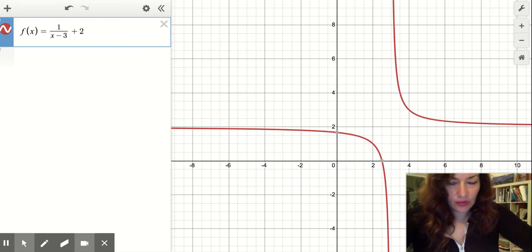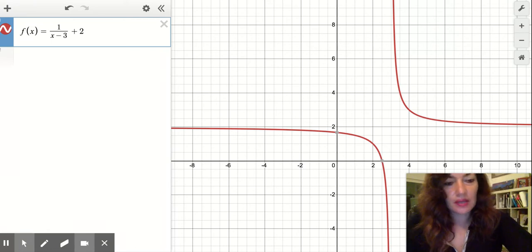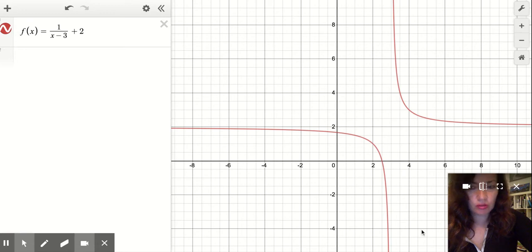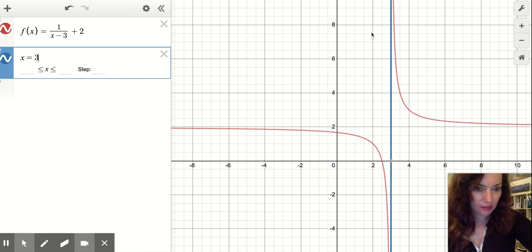Hi, let's go over a rational function where y equals 1 over x minus 3 plus 2. So the first thing I'm going to want you to do is to look at the denominator. What value for x would make the denominator undefined? So we could see if we plugged in 3 for x, we would get 0 in the denominator. So we have a vertical asymptote at x equals 3. So x equals 3 is our vertical asymptote.